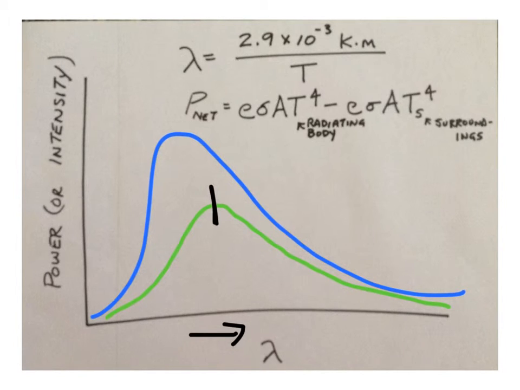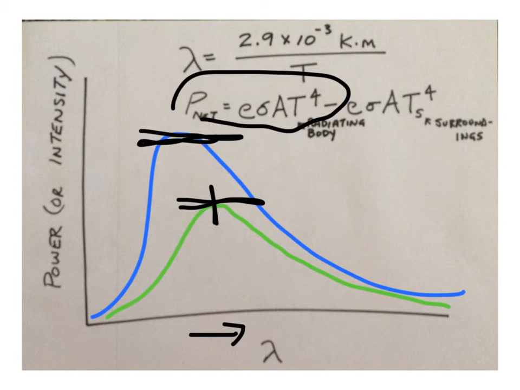The second difference you'll notice is that the peak is lower. The peak for the blue graph is up here. The peak for the green graph is down here. What this is saying is that at lower temperatures, the amount of energy being radiated is less, the power is less. That relationship is described in the Stefan-Boltzmann law.